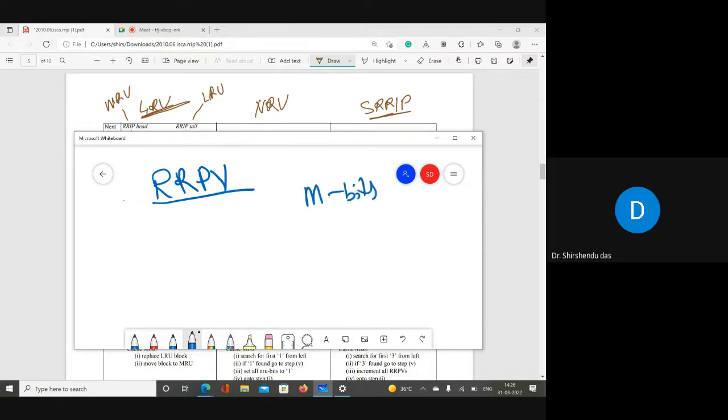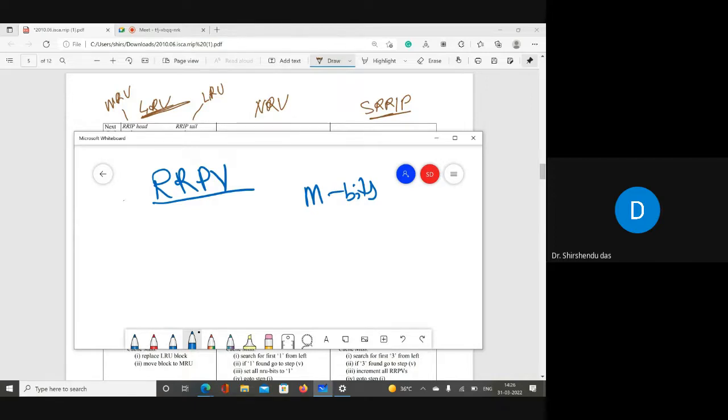So if there are m bits for it, then to insert a block, the insertion policy means... m bits means what? In the NRU policy you have only one bit, right? In NRU I said there is only one bit. In SRRIP there will be m bits for each block. This is the only difference from NRU. That's why NRU is important to understand. In NRU, there is only one bit for each block. Here, there are m bits.